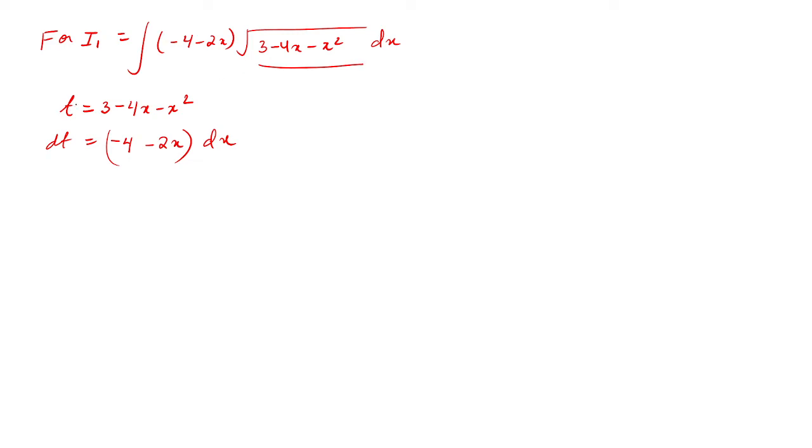That is the same thing as t. And what is minus 4 minus 2x? Minus 4 minus 2x into dx is going to be dt. So you can always rearrange them. I keep on telling, this is a multiplication in between minus 4 minus 2x and dx.